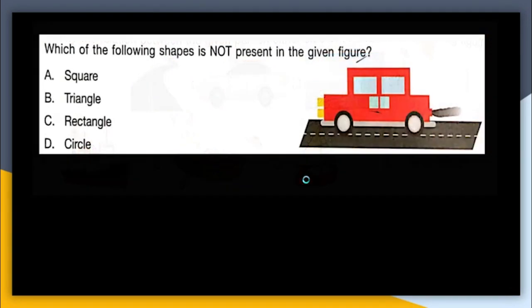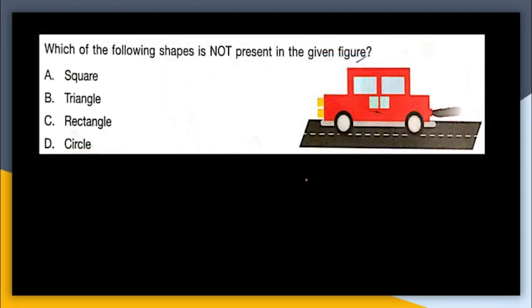Next question. Which of the following shapes is not present in the given figure? Let's look at the options here and then cross check. The first option is square. Is square there in the given figure? Yes, square is definitely there. All of these are squares. You have a square here, this is a square. Let's look if triangle is there. Can you see a triangle anywhere in this figure? No. So obviously triangle has to be your answer.